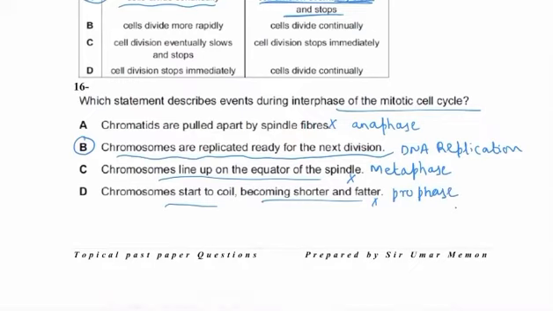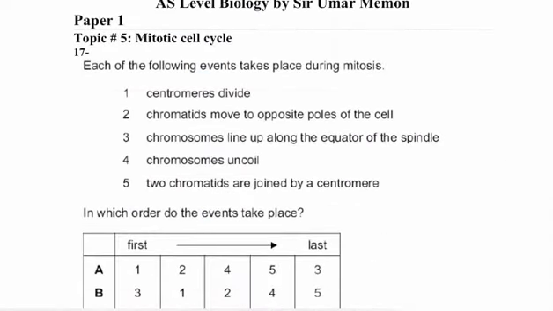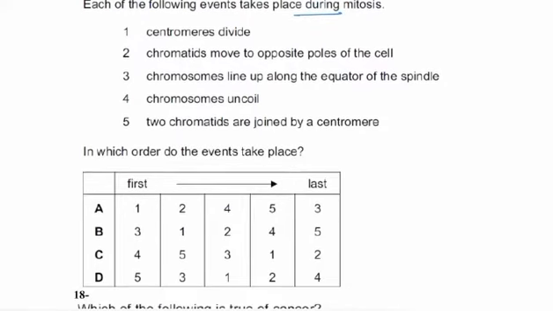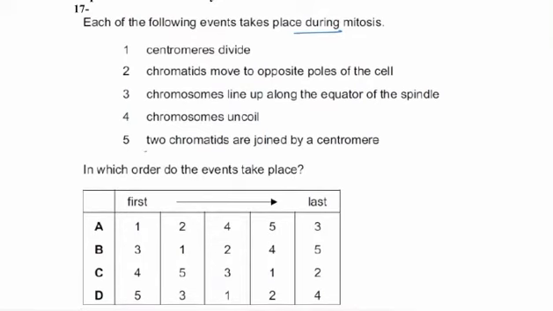Okay, let's move towards the next MCQ. That is MCQ number 17. Each of the following events take place during mitosis. In which order do these events take place? So let's start. Two chromatids are joined by a centromere. So that appearance is visible during prophase. So this phase is the prophase. We see chromosomes with two chromatids joined by a centromere in prophase. Before that, in interphase, we don't see the chromatids.